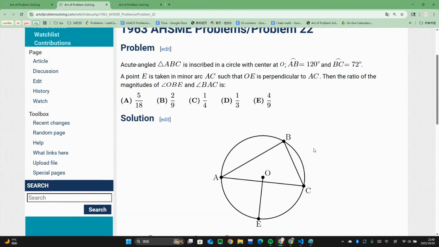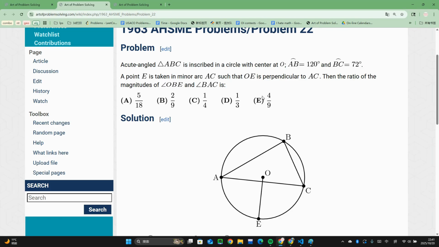Okay, so basically we have this acute angle triangle. I don't really know what the acute angle means. I don't think I used the acute angle condition in this problem. Anyways, we have an acute angle triangle in the circle, and we're trying to find the ratio of the magnitude of OBE, which is this little angle right here, to BAC, which is this angle. And we're given arc AB 120, arc BC 72, and the point E on the minor arc AC.